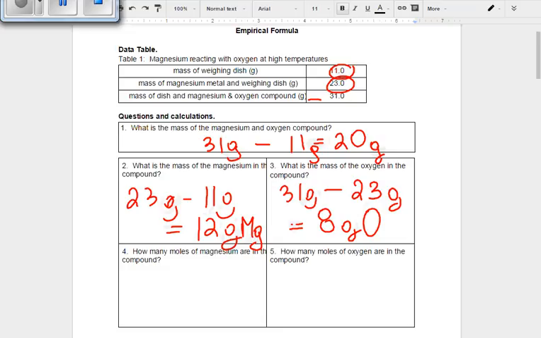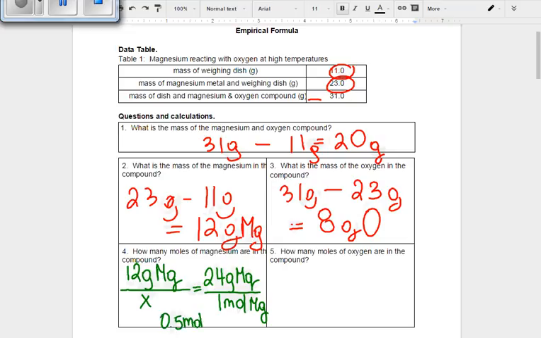So we're going to take the 12 grams of magnesium and we're going to convert it to moles. We have no idea how many moles this is, so we're going to put an X there. What I know from the periodic table is that for every 24 grams of magnesium, there's 1 mole of magnesium. When you cross multiply, you'll be able to figure out that this is in fact 0.5 mole of magnesium. This is the number that you're going to need for your final calculations.